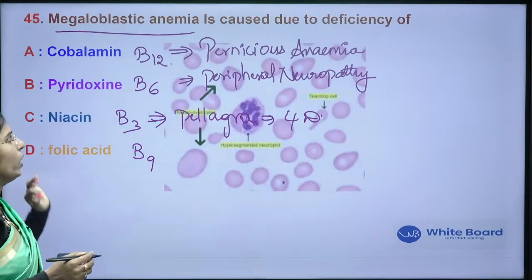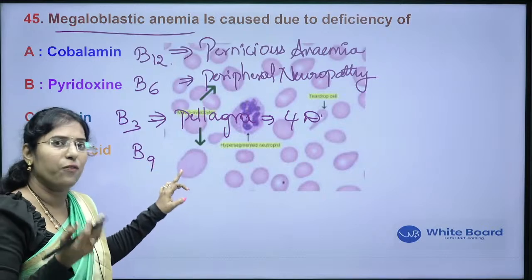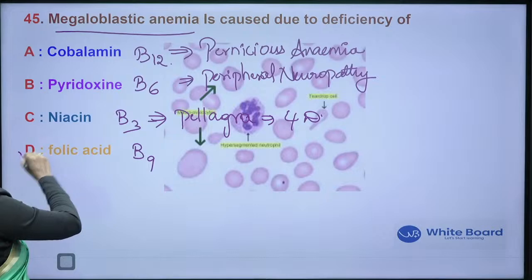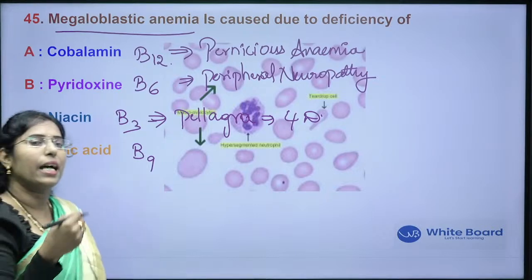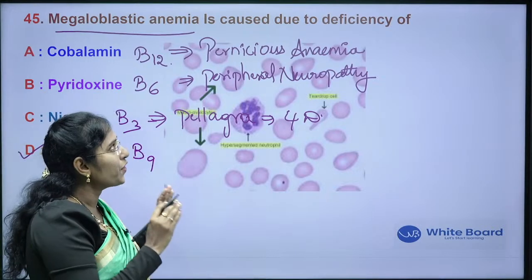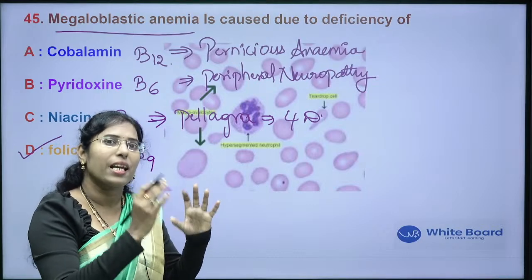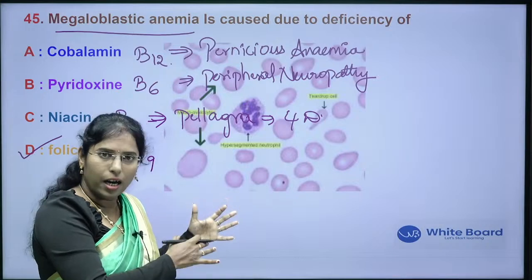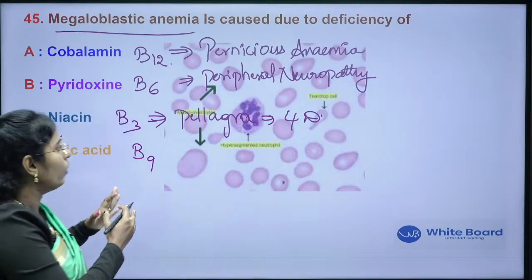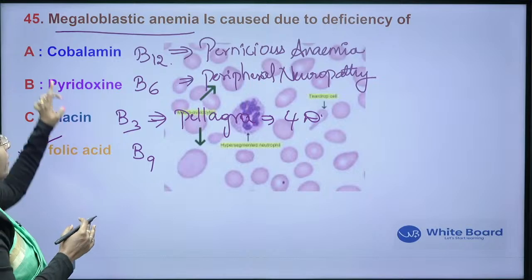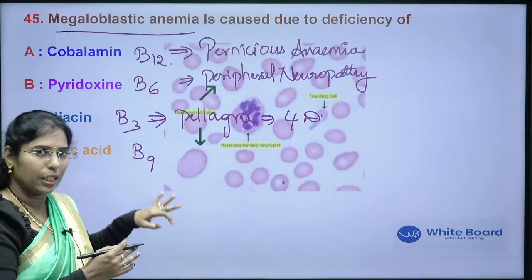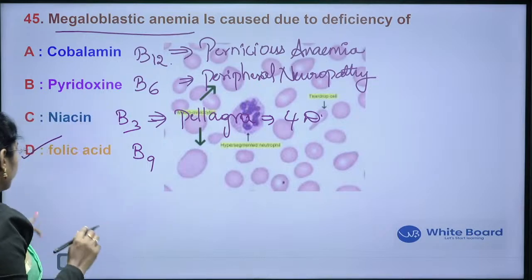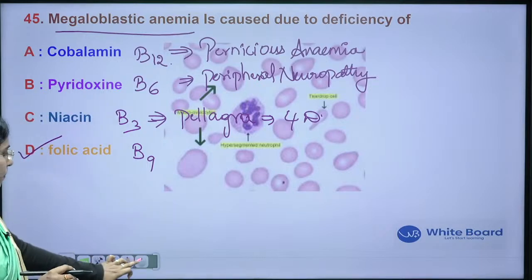And last one, folic acid. Folic acid deficiency leads to megaloblastic anemia, or macrocytic anemia. It is a condition in which the RBC size increases and thereby there is a decrease in RBC count, and hence it leads to an anemic condition. So folic acid causes megaloblastic anemia, also known as macrocytic anemia. So the correct option is folic acid.